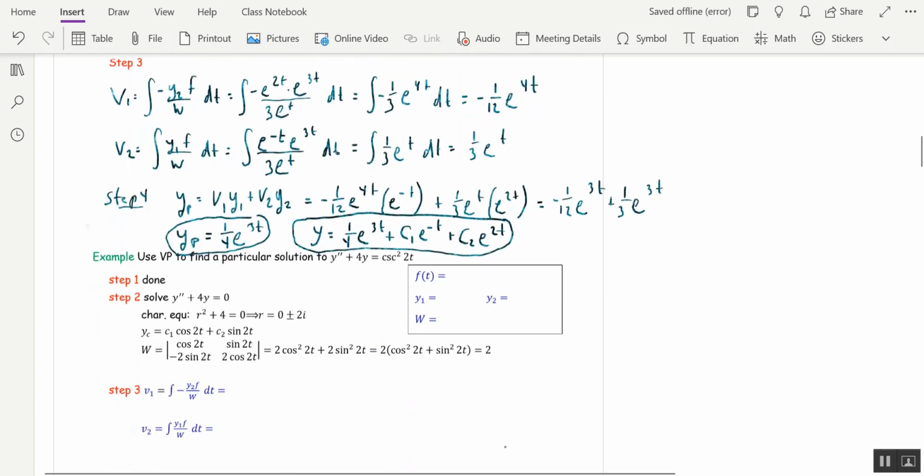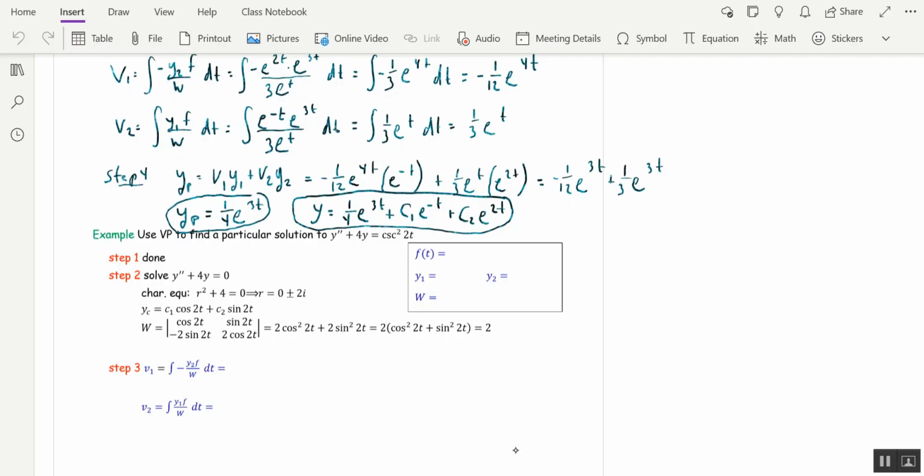Okay, let's do another one. Step 1 again is done, so I can determine my f of t. That's cosecant squared 2t. For this problem, I actually would not be able to use undetermined coefficients. I have to use variation of parameters because the driving function is not one of the allowed functions in undetermined coefficients.